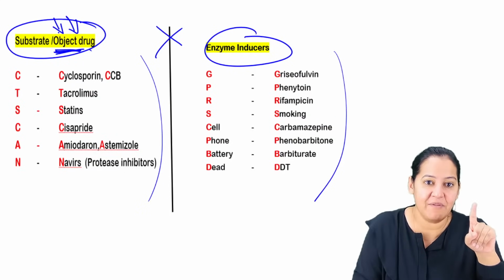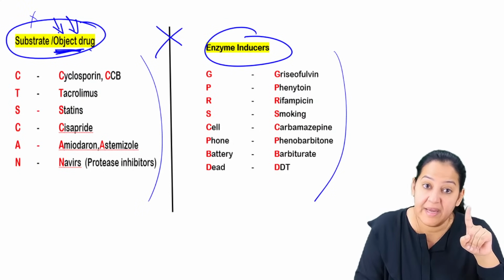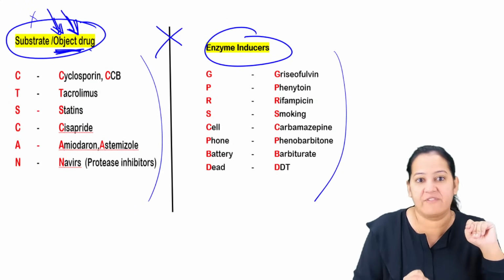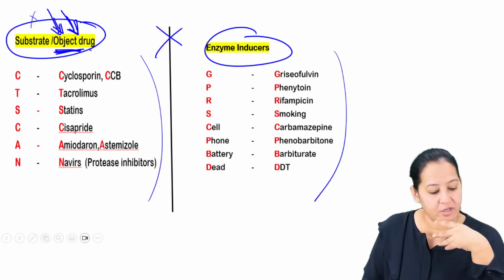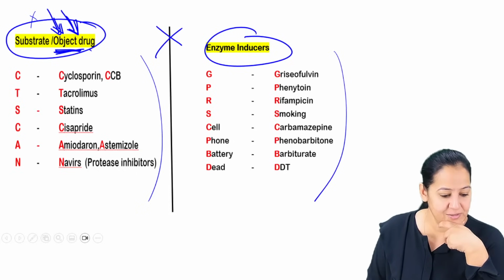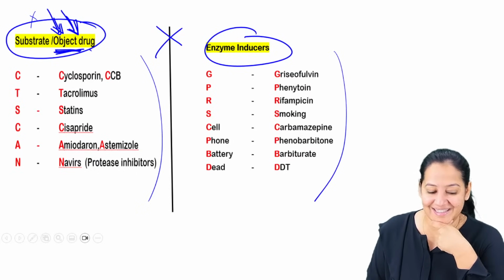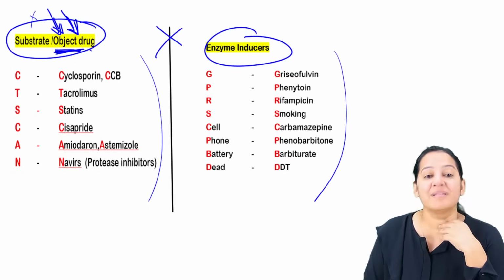So it is the mechanism of action. The object drug will not show its duration, its intensity, everything will reduce, if you give the object drug with the inducer. So what are the object drugs? Say yes, people respond quickly. Give a gesture that you got it. So what is the list of the object drugs?